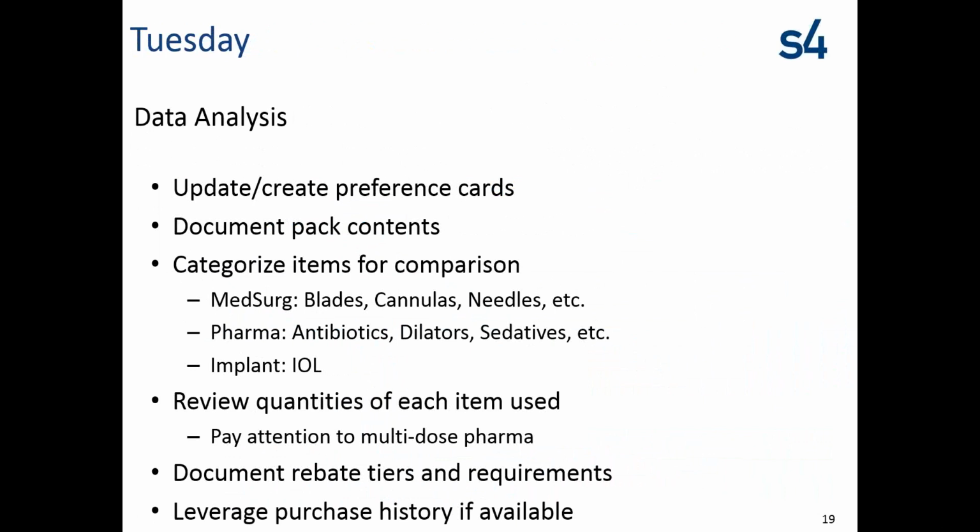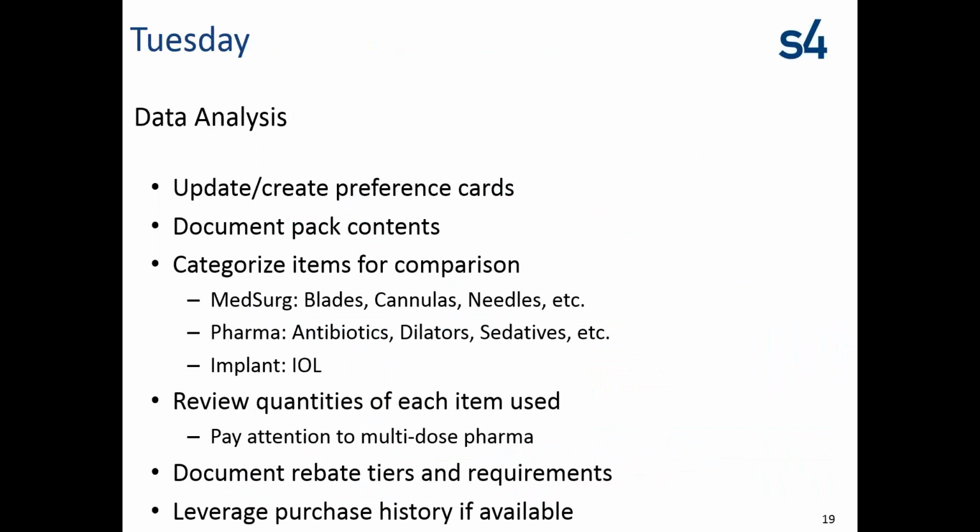We want to start categorizing these items. So, what's in our med surg? Typically blades, cannulas, needles, and some of those other things we talked about. Let's document each item of pharmaceutical that we're buying and the dosages that we're using. And then if it's important, we can analyze the IOL cost. In our experience in cataract cases, we find that IOLs are very consistently priced, so it wasn't of value to include those in the analytic. We want to review the quantities of each of those items that we're using, so pay attention especially to multi-dose pharmaceuticals. That was a real challenge for us when we first performed this.